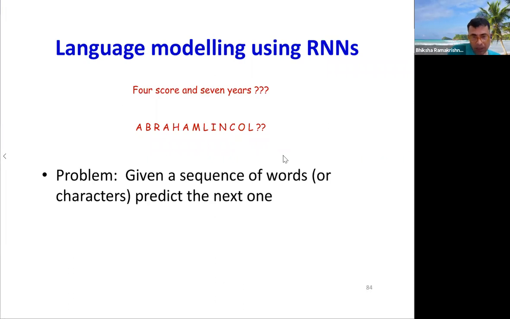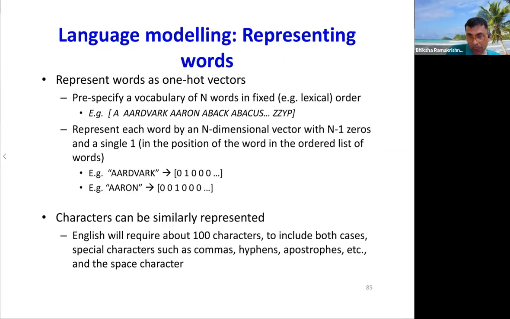So first, we're going to represent the words, the symbols, which would be words if you're modeling words, as one hot vectors. For this, we're going to pre-specify a vocabulary of words in a fixed order, say lexical order, like this one.